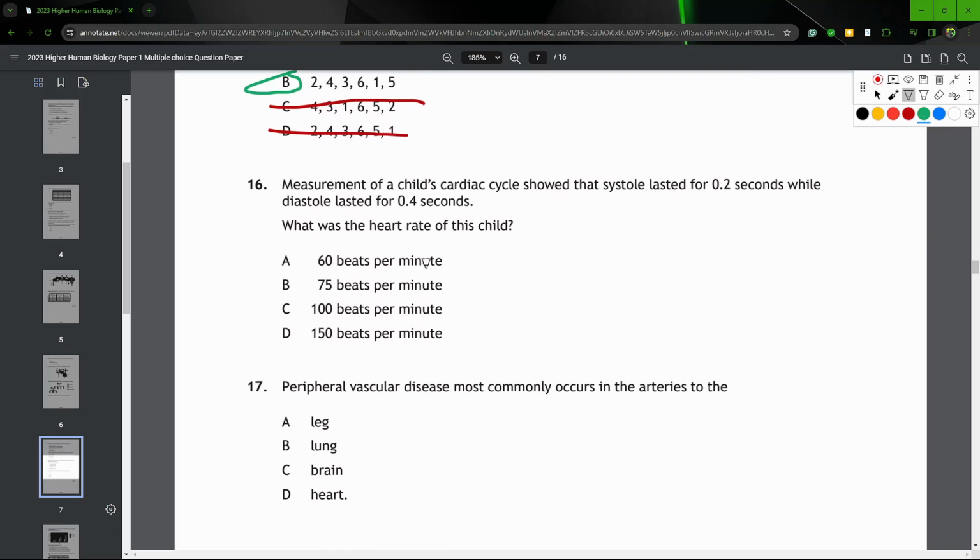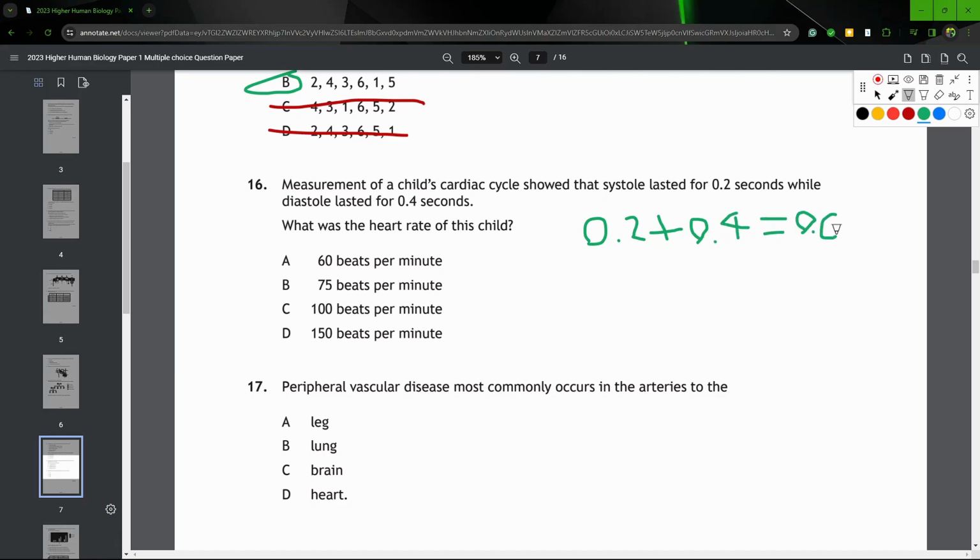Right, moving on to 16. Measurement of a child's cardiac cycle showed that systole lasts for 0.2 seconds while diastole lasts for 0.4. What was the heart rate of this child? Well, remember, the cardiac cycle consists of two steps, systole and diastole, and that's the whole thing. So if we want to calculate the length of one cardiac cycle, we're going to add these two numbers together, right?